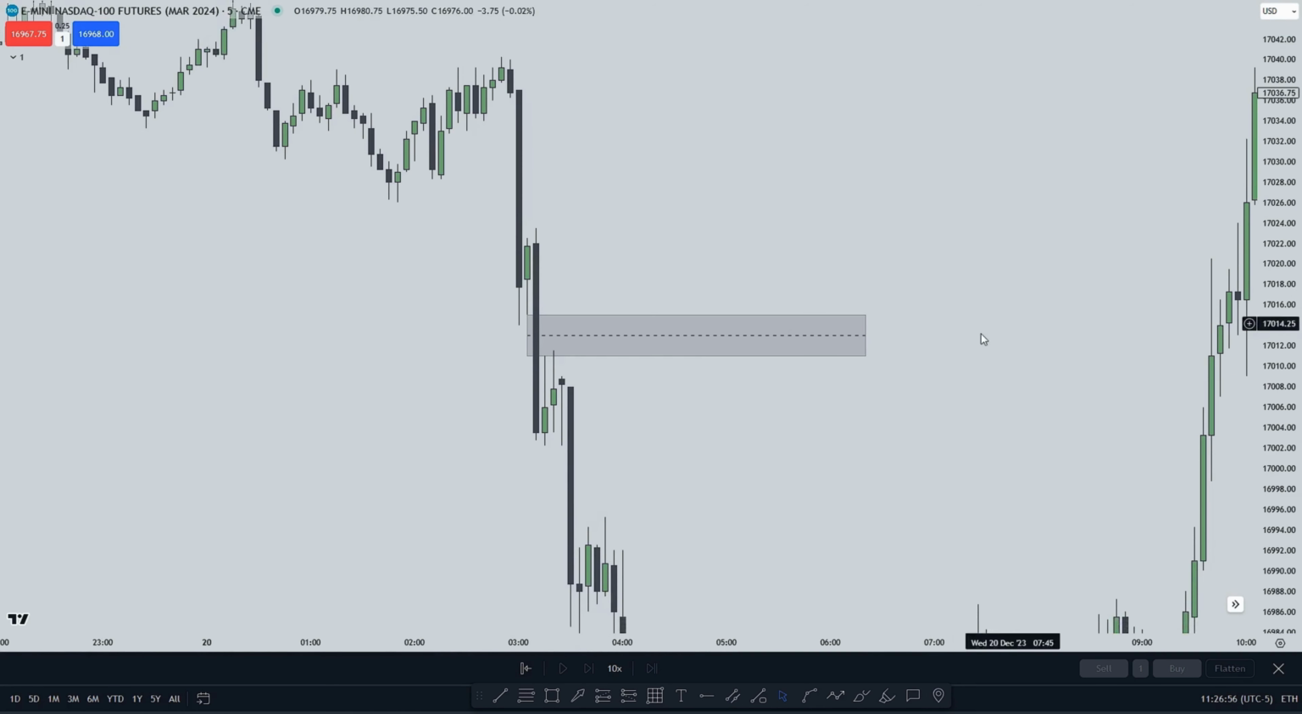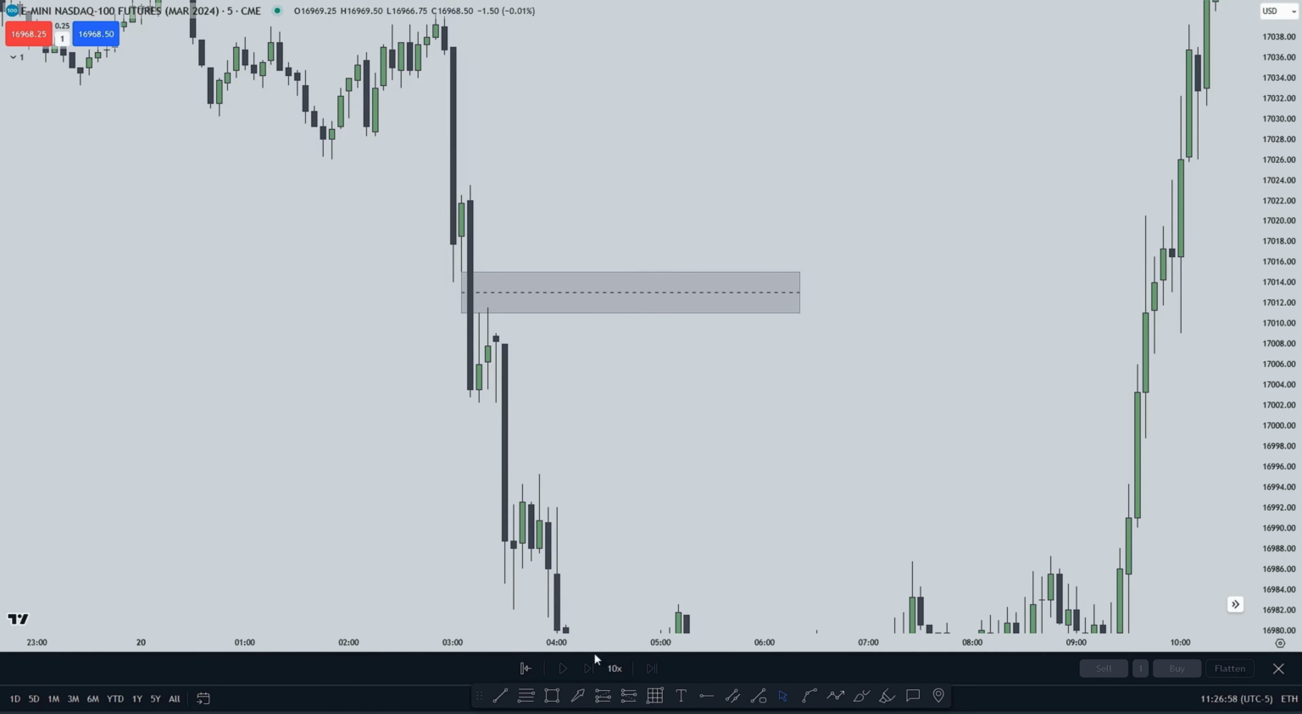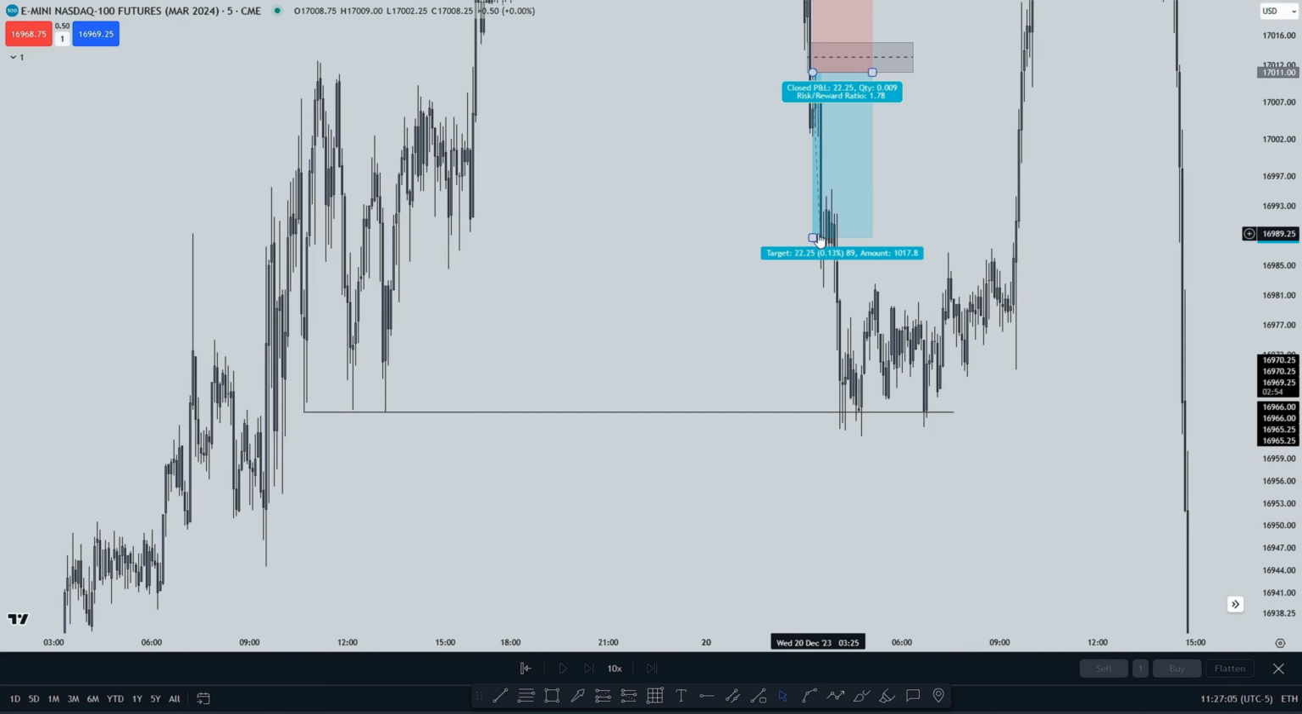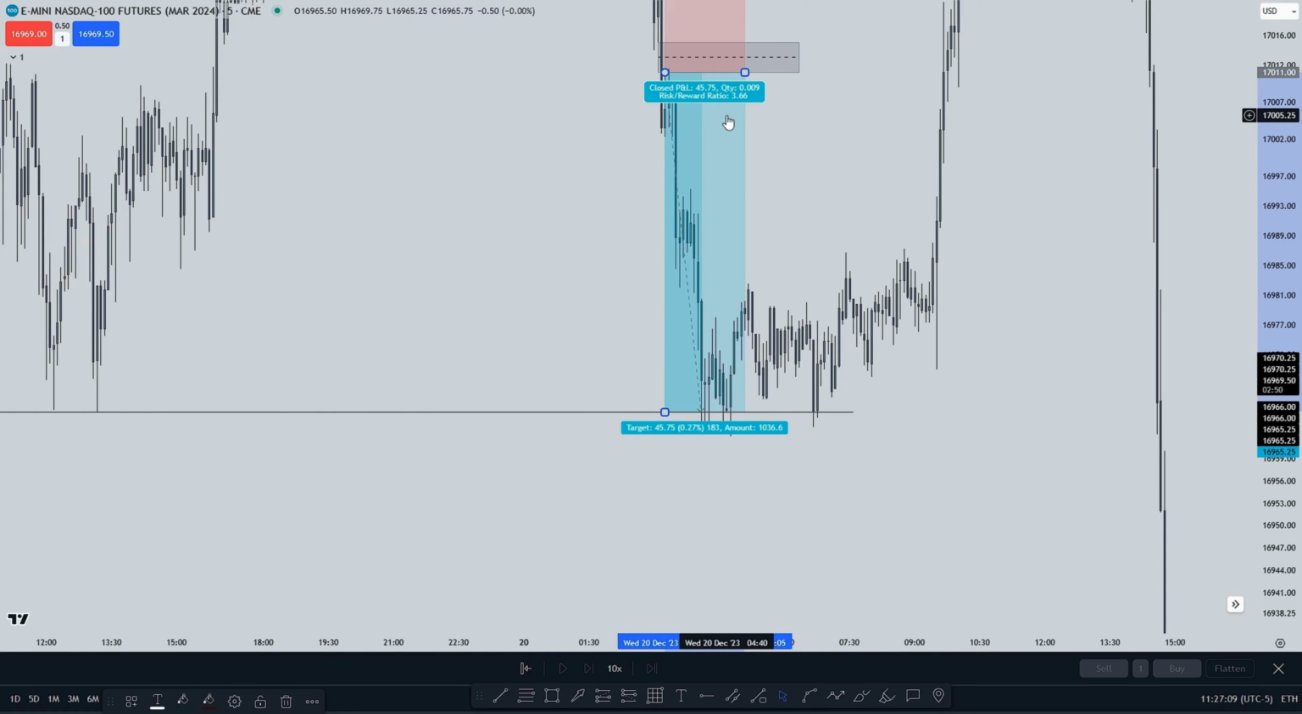this failure gap right here, as we made a small retracement, and put our stop loss at this small swing high up here, and then target these equal lows down here. And that will make a 4.6 risk reward ratio.